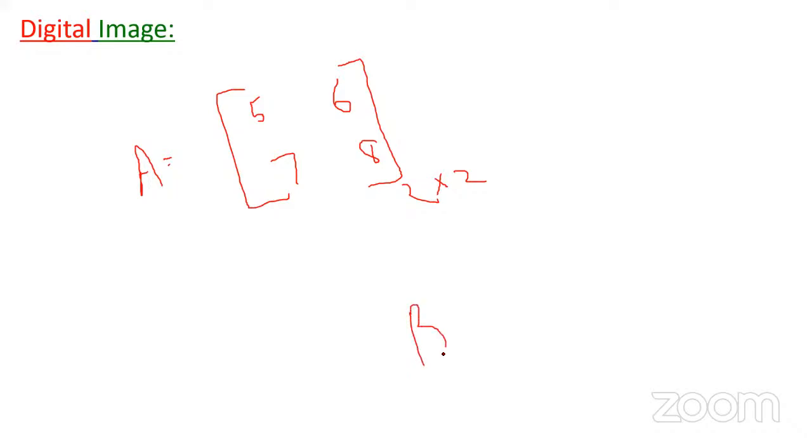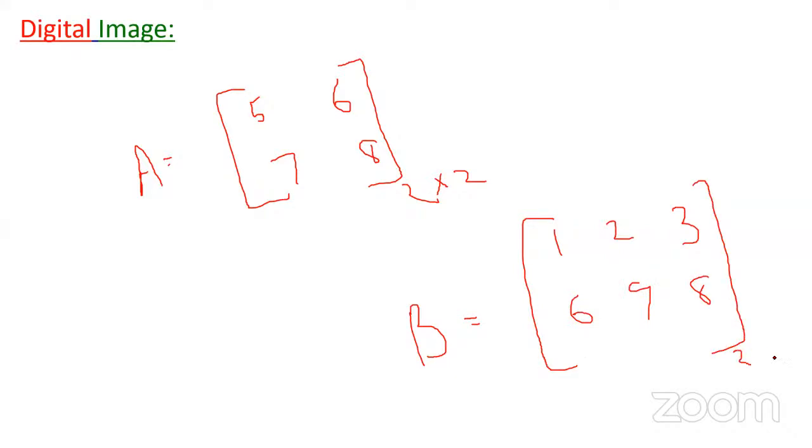Let us assume I'll take one more matrix, capital B. Make it a non-square matrix, or we can call it a rectangular matrix. So 6, 9, some 8, let us assume. Here we have 2 rows and 3 columns. We can call it a non-square matrix or rectangular matrix. These are the basic things we studied in 7th or 8th class.